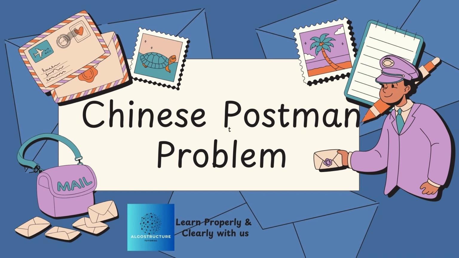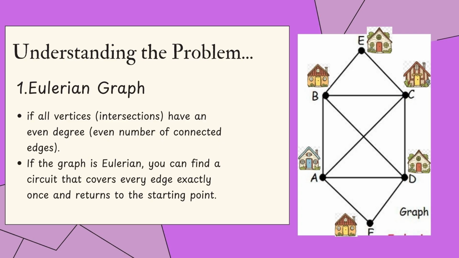But if not, then our postman is in trouble, and we have to help our postman. A graph is called Eulerian if all vertices have an even degree. As I told, this is a perfect map that our postman can travel and come to the starting point without any issue. So this is an Eulerian graph. You can find a circuit that covers every edge exactly once and returns to the starting point.